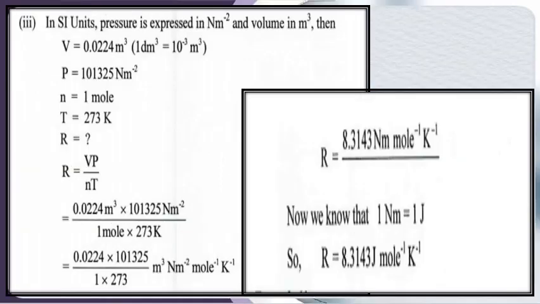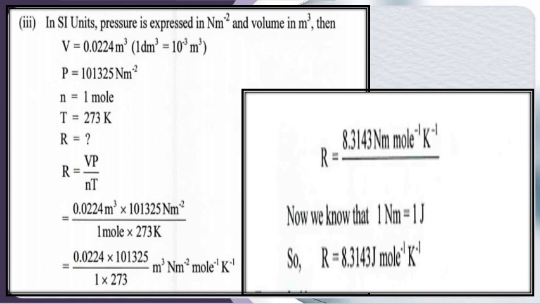Okay, now here it is given the value of R being calculated in SI units. In SI units, pressure will be taken in Newton per meter square and volume will be taken in meter cube units. So change the volume from dm cube to meter cube, the relationship used is 1 dm cube is equal to 10 to the minus 3 meter cube. So the value changes from 22.414 to 0.0224 meter cube. The pressure will be 101324 Newton per meter square. Moles remain the same and temperature remains the same.